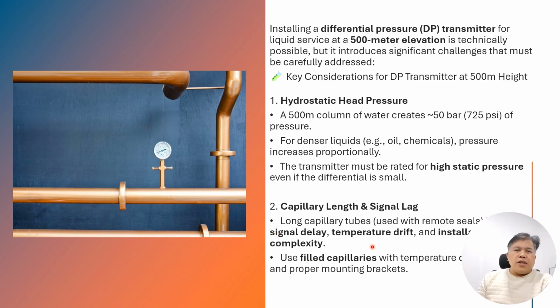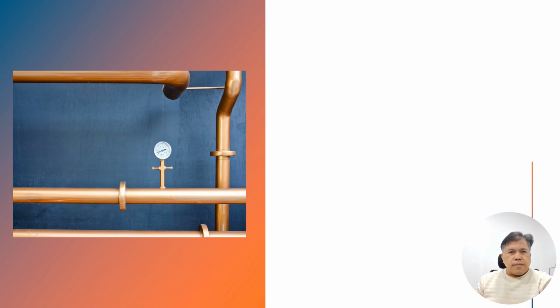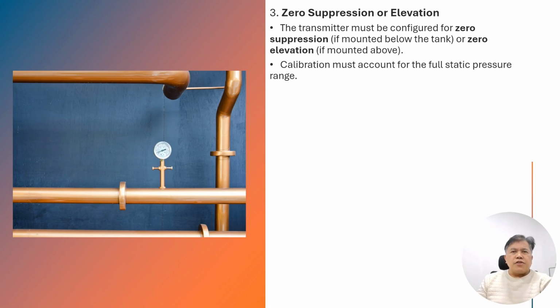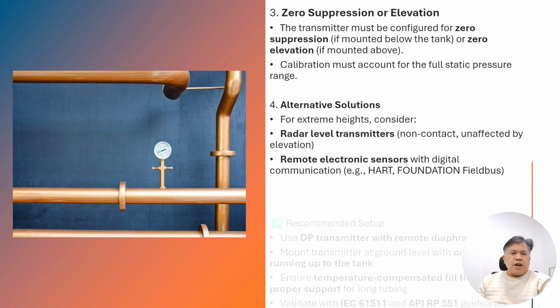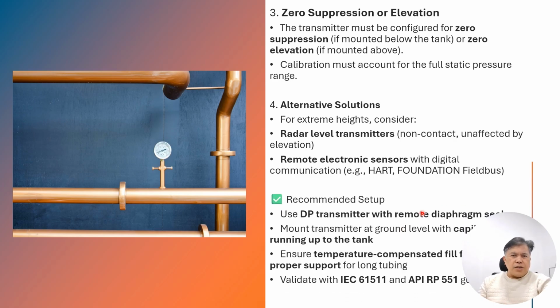So long capillary tubes will cause remote seal signal delay and temperature drift, so use flexible capillary with temperature compensation and a proper mounting bracket. And then there's another one, zero suppression elevation. The transmitter must be configured for zero suppression, mounted at zero tank elevation. Calibration must account for the full static pressure range. So as an alternative solution for extreme heights, consider radar level, okay, or a transmitter with a remote electronic sensor. Those are our considerations and recommendations for setting up a differential transmitter as well.